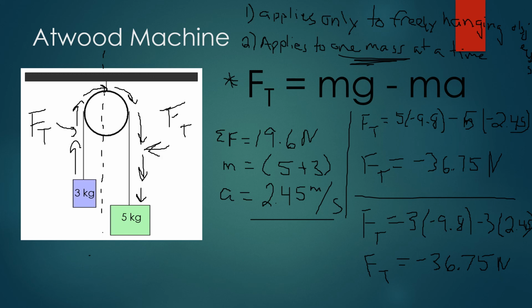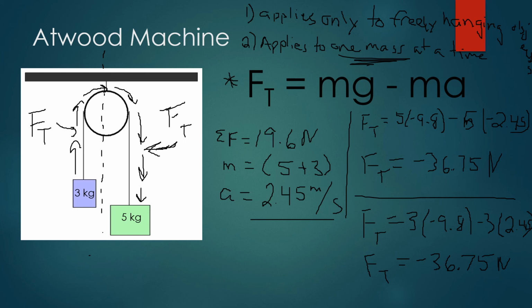And this makes sense because it's the same rope. If it's just the same rope and the only things pulling are at the ends, the tension needs to be equal throughout the whole rope. So it doesn't matter whether I look at the left side or the right side, I'm going to get the same tension. The tension in the rope is negative 36.75.